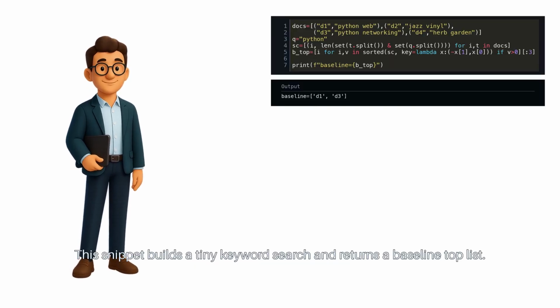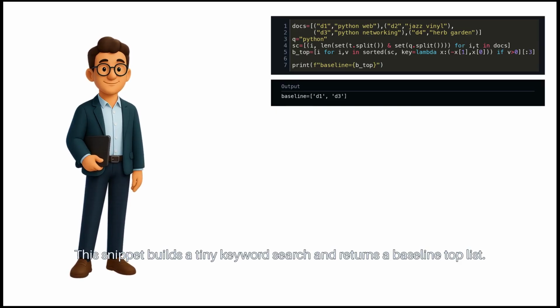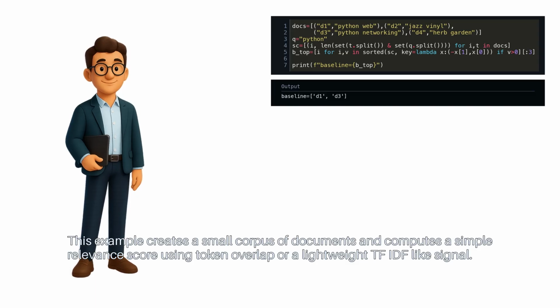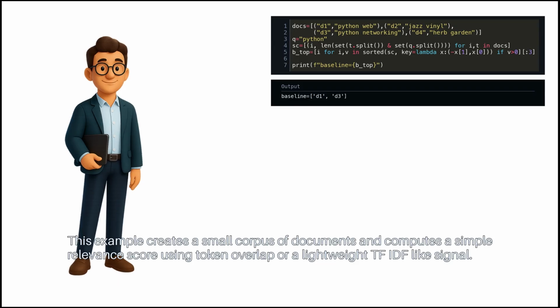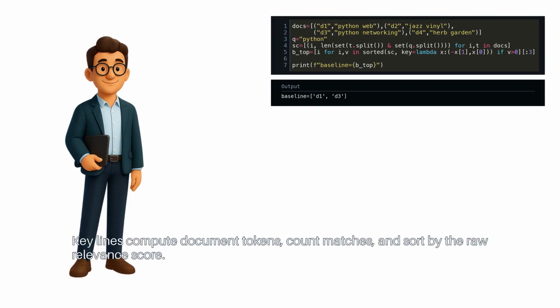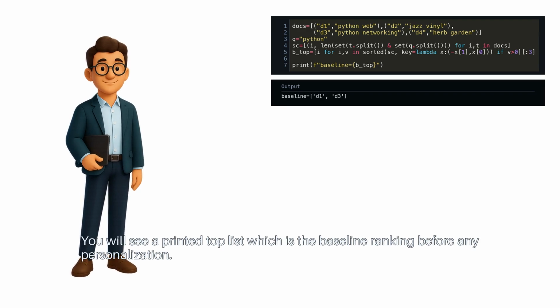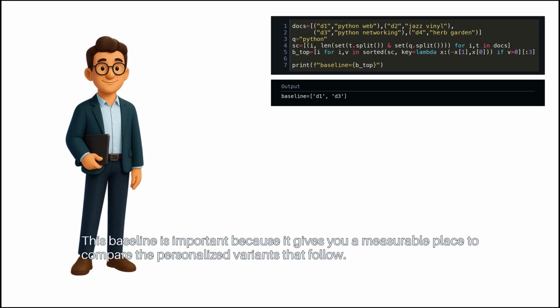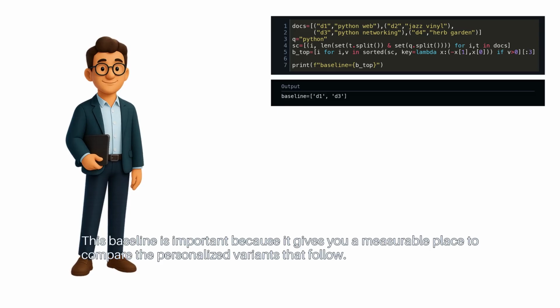This snippet builds a tiny keyword search and returns a baseline top list. This example creates a small corpus of documents and computes a simple relevance score using token overlap or a lightweight TFIDF-like signal. At the top, we prepare the corpus and the user query. Key lines compute document tokens, count matches, and sort by the raw relevance score. You will see a printed top list, which is the baseline ranking before any personalization. This baseline is important because it gives you a measurable place to compare the personalized variants that follow.